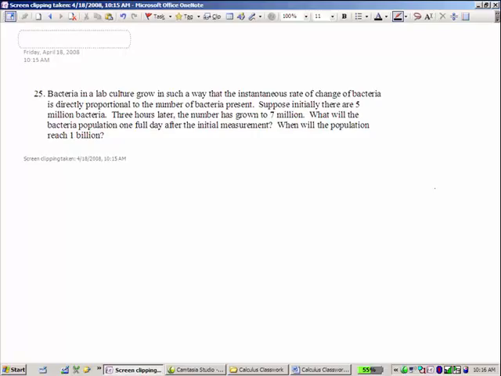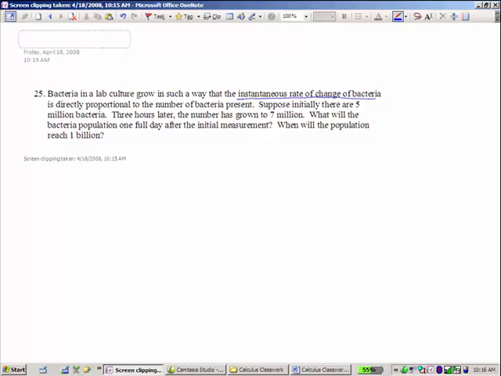Bacteria in a lab culture grow in such a way that the instantaneous rate of change... All right, hold on. Instantaneous rate of change of bacteria. What's that screaming at you? Try again. Derivative. The derivative. Right. The rate of change. Instantaneous. Right. Rate of change. Directly proportional. So, hold on.